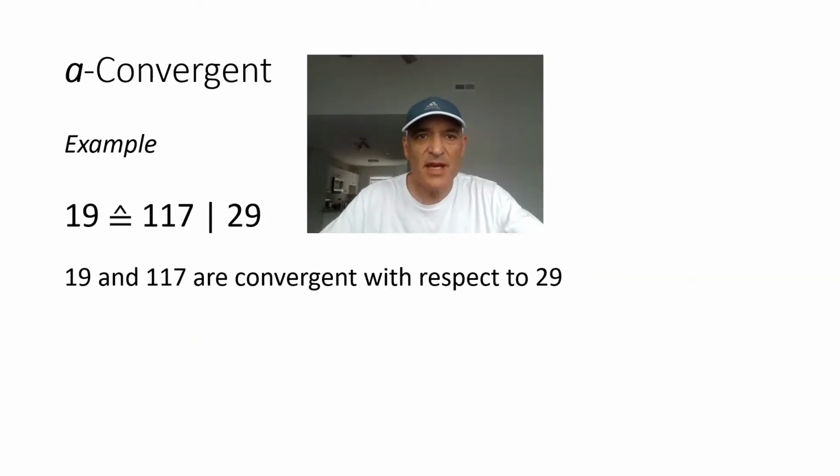So let's take the convergence identity apart for the two and only two cases that there are. This one I call A convergence, and it states that terms A and C are convergent with respect to a given output n. The example I'm giving is 19 and 117 are convergent with respect to 29.